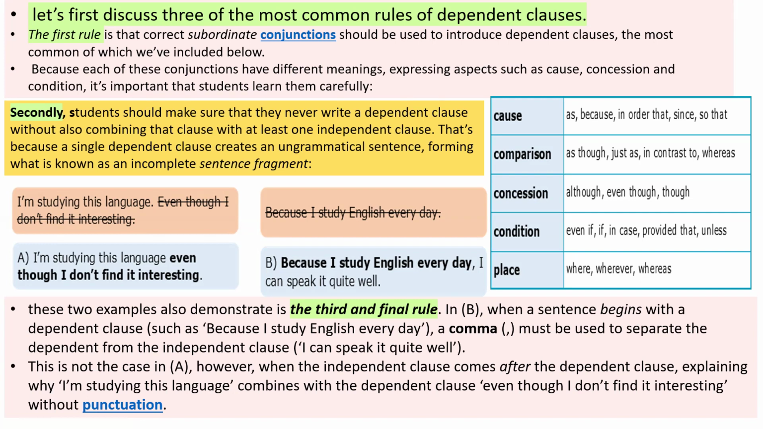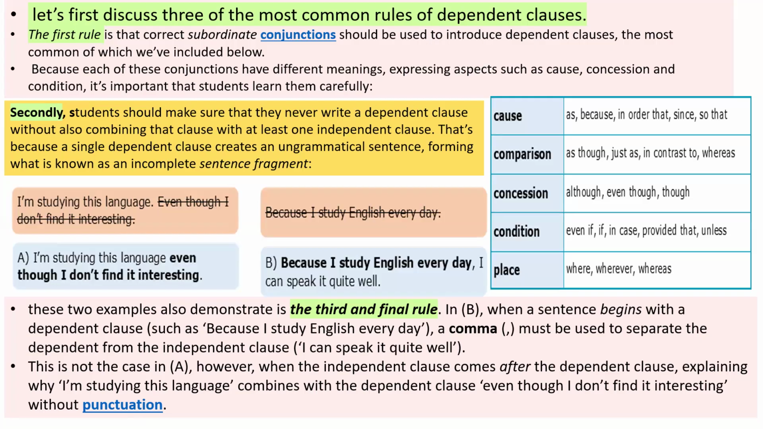Second rule: students must make sure that they never write a dependent clause without combining it with at least one independent clause. The rule is that students should not combine two dependent clauses. A dependent clause always requires at least one independent clause to give complete meaning and to make sense. A dependent clause alone creates an ungrammatical sentence, forming what is known as an incomplete sentence. This means writing a dependent clause without combining it with at least one independent clause.